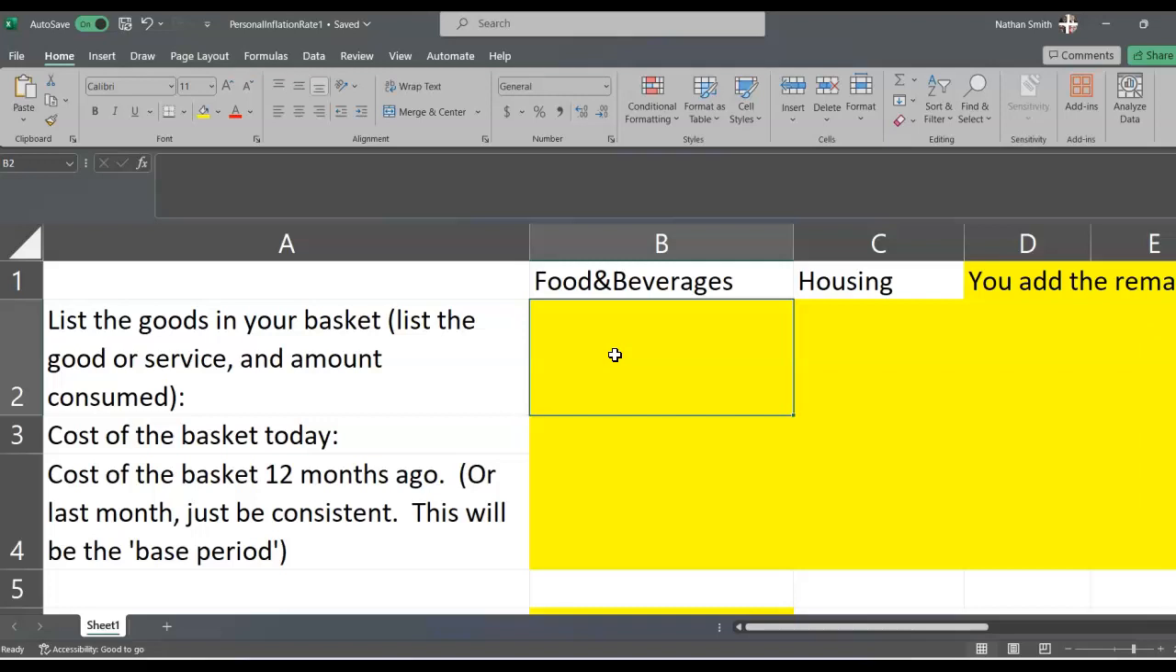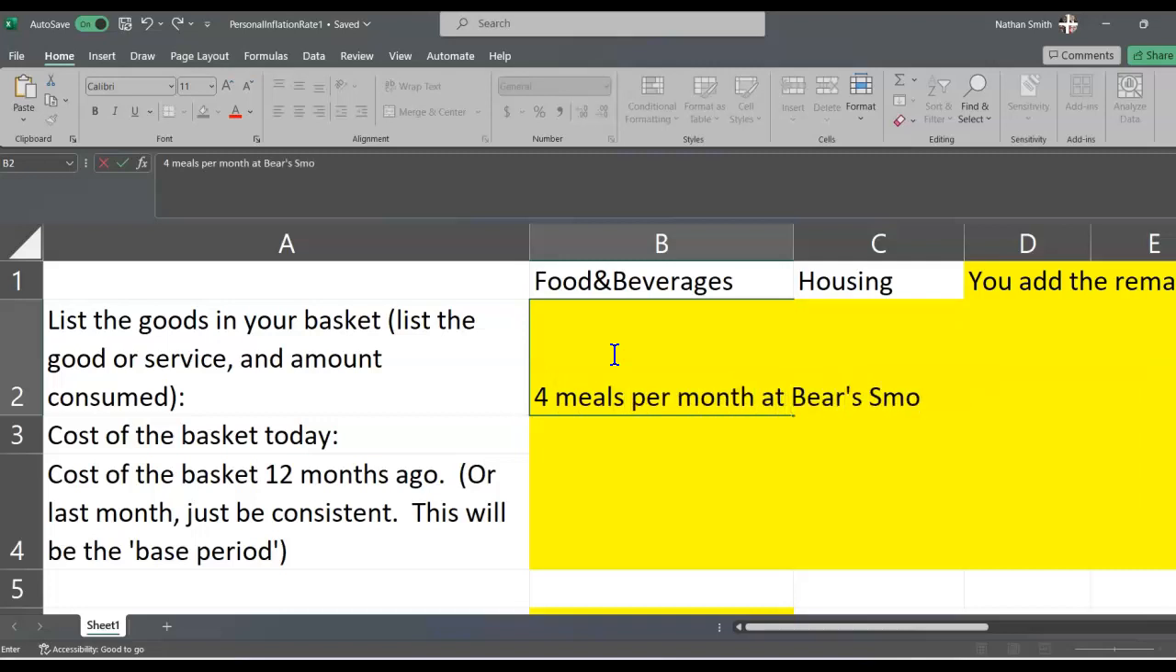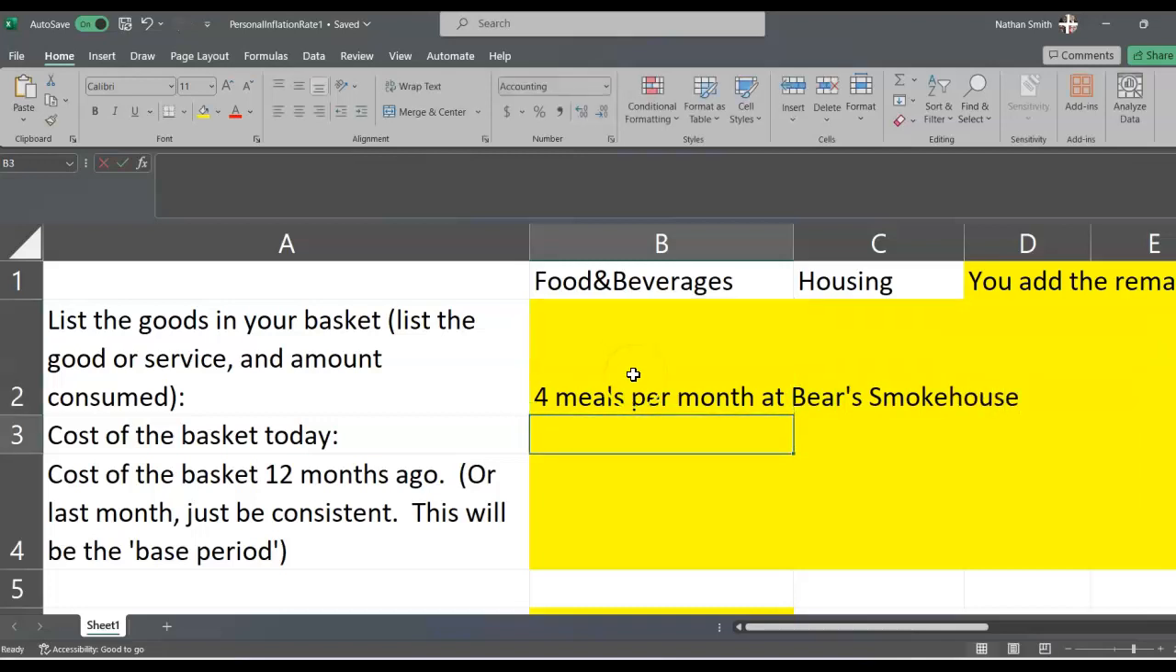So for example, let's suppose that the professor decided on average to spend, every month, let's say, maybe I go to Bear's Smokehouse 4 times. Maybe that's my splurge or something like that. So I'm going to literally put right here 4 meals per month at Bear's Smokehouse. Okay.